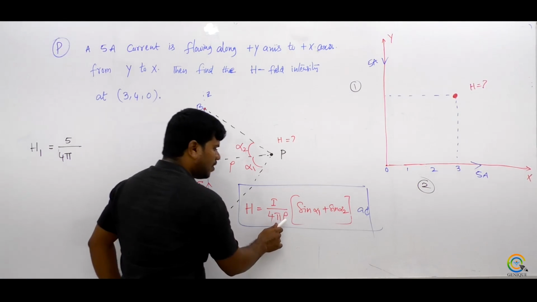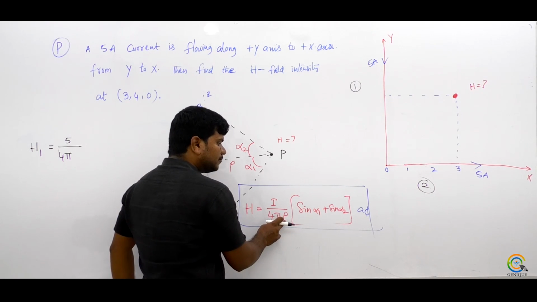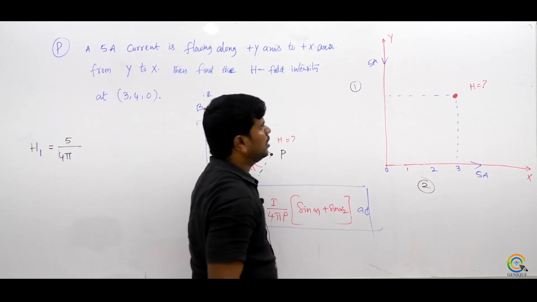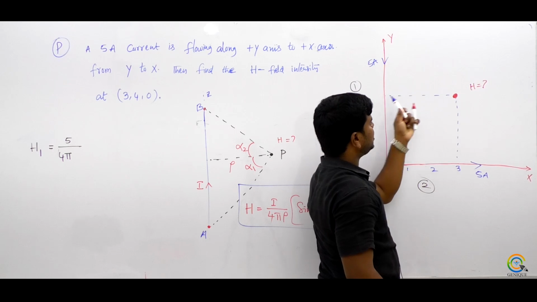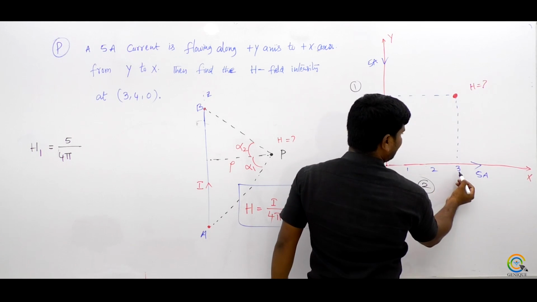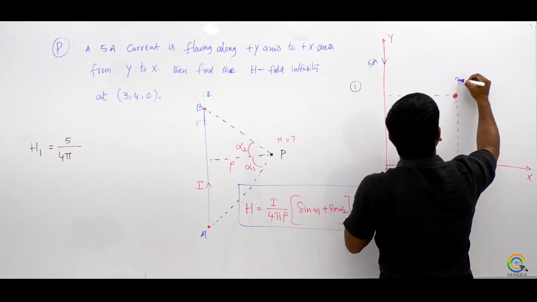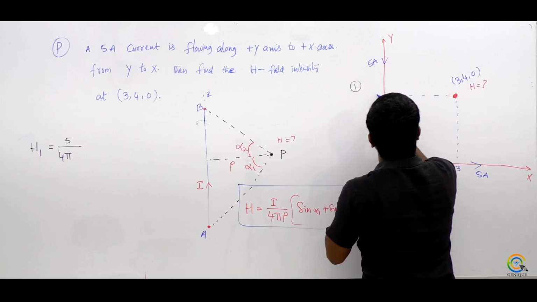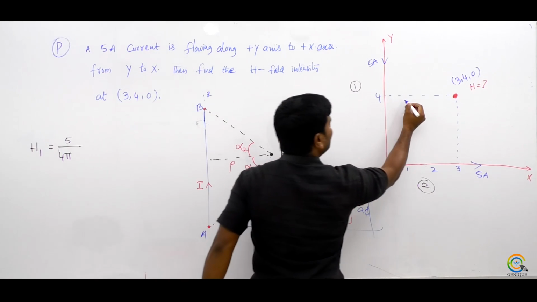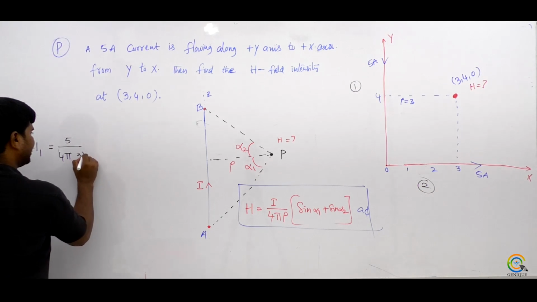Rho is nothing but the radial distance, the distance from the current to the point. So what is the rho here? From here to here, what is the distance? It is 3. This point is given as 3, 4, 0. Right? So here rho is equal to 3. That's why we have to write rho is equal to 3.